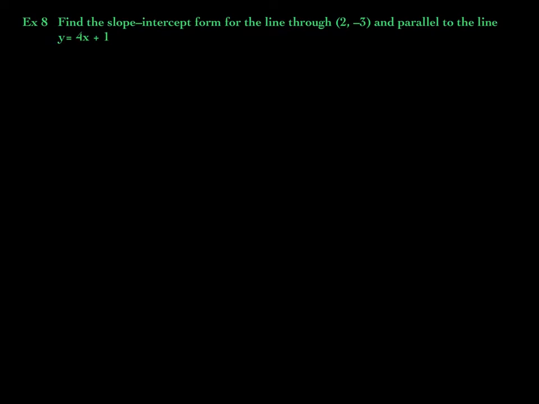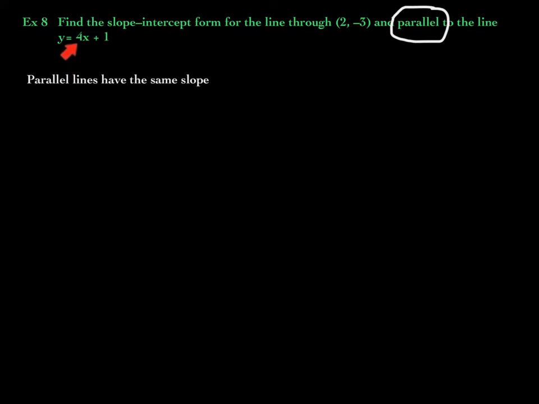Now check out this example. Find the slope-intercept form for the line that's going through 2, negative 3 and parallel to the line y equals 4x plus 1. Now, the key word here is parallel. When you have a pair of lines that are parallel, that means their slopes are the same. So then what that tells me is that if my line is parallel to this line, that must mean our slopes are the same.